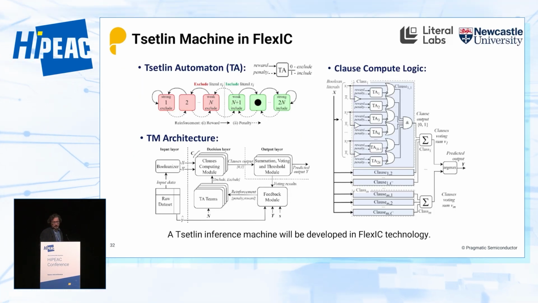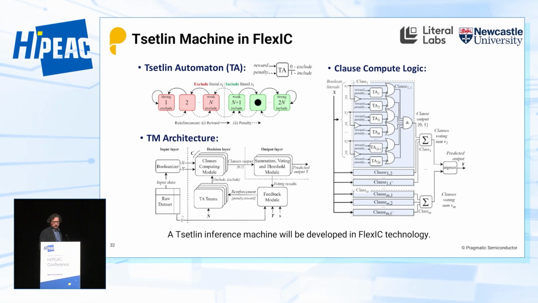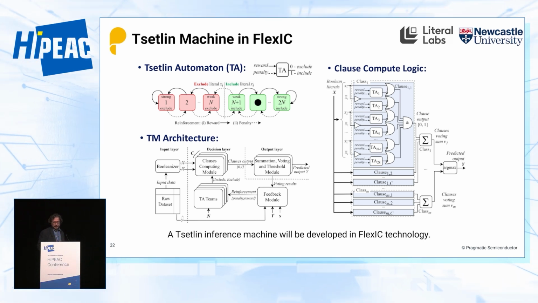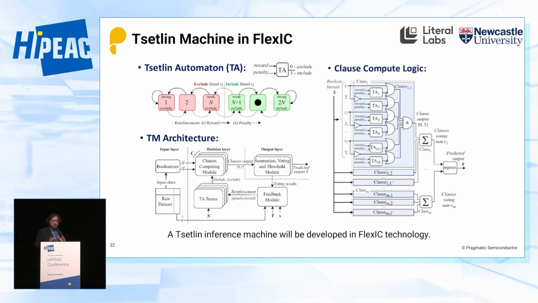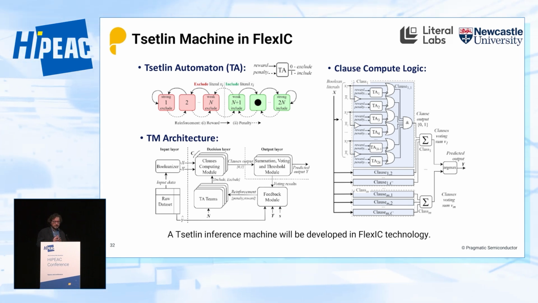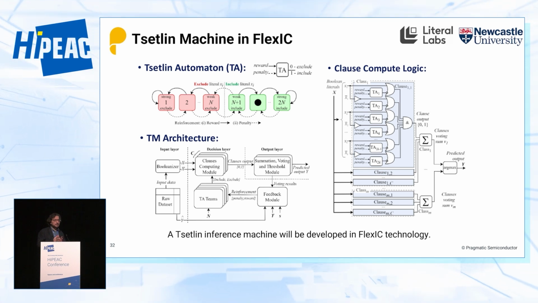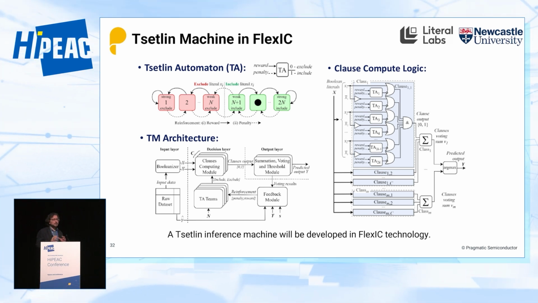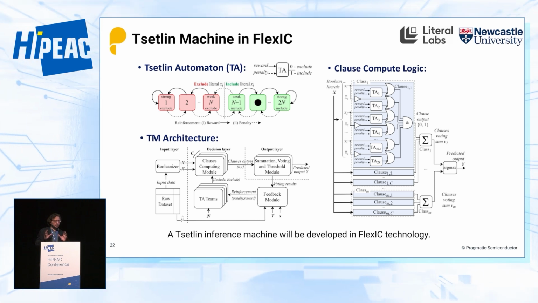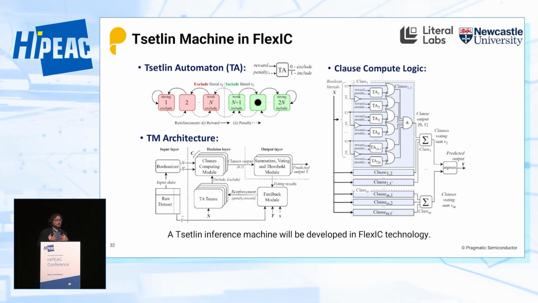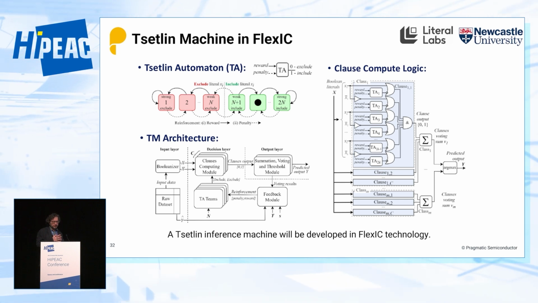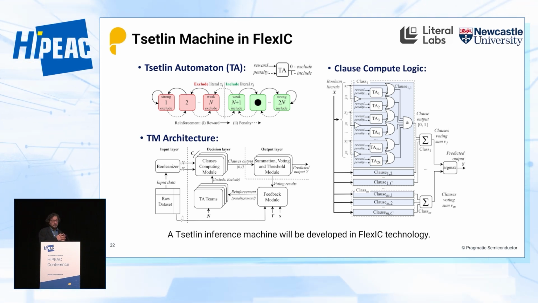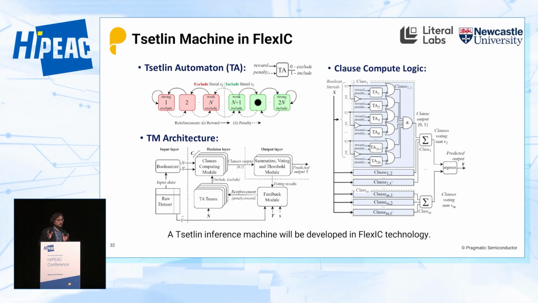So what's next? What are we working on? Right now I will talk about two more things, and then my final slide is coming. We are working again with two partners, Newcastle University and Literal Labs. Literal Labs is a startup in the UK. They are developing this interesting machine learning paradigm called Tsetlin machine, and we would like, as Pragmatic, to build a FlexIC for that.